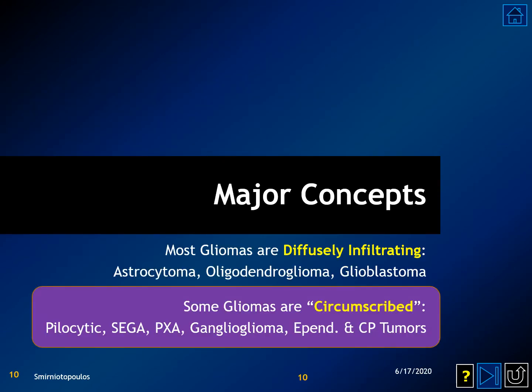Most gliomas are diffusely infiltrating masses. They can be arising from astrocytes, oligodendrocytes, and also include glioblastoma multiforme. However, some gliomas are circumscribed. Pilocytic astrocytoma, subependymal giant cell astrocytomas, which occur in tuberous sclerosis, the unpronounceable pleomorphic xanthoastrocytoma, the mixed glial neuronal tumor ganglioglioma, and both ependymal and choroid plexus tumors are well circumscribed within the ventricular lumen.